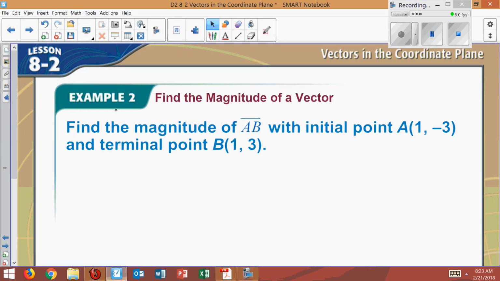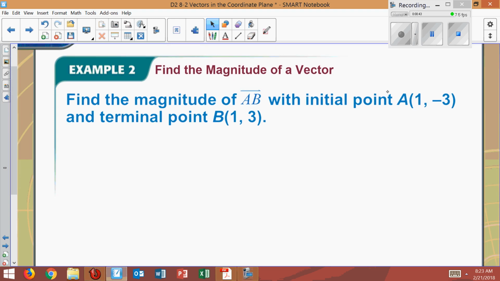So let's look at this. It says find the magnitude of AB with initial point A of 1, -3, and a terminal point B, 1, 3. Well, if you just watch a video from example 1, we came up with that the vector AB is equal to 0, 6. So there's two ways of doing this.